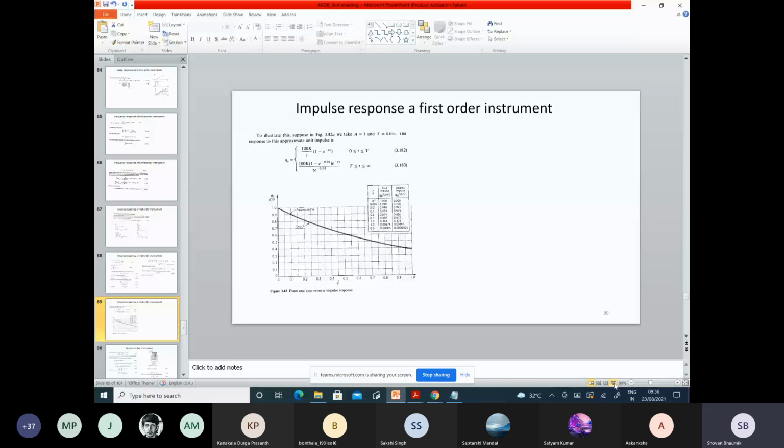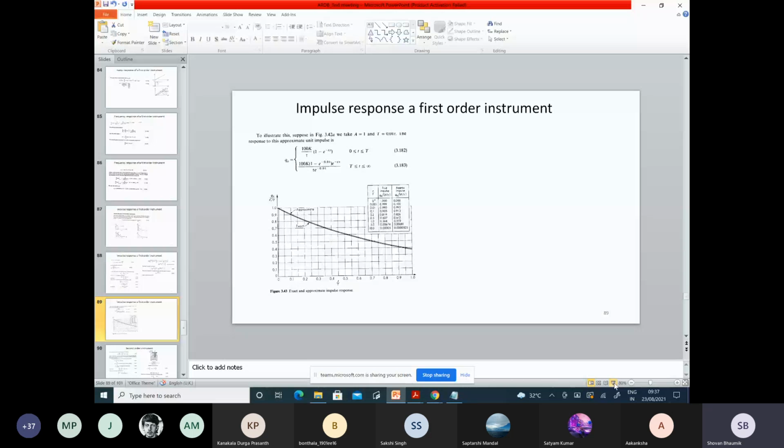Now you may ask one question: if your input is not a standard one, what will you do? Definitely your input may not be a standard one. It may not be a step, impulse or ramp. Then you can do a few things. First, you can write the output for a non-standard input, and from the output you can calculate the input by the inverse Laplace transform, if you know the transfer function of the system. That is possible.